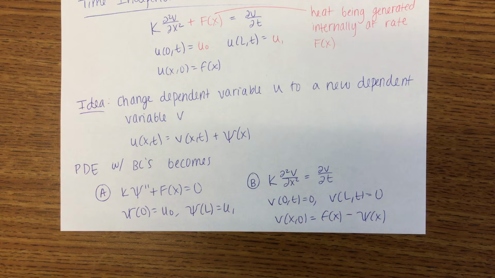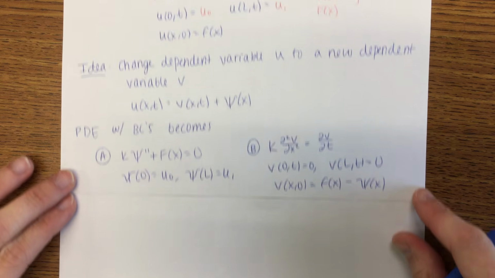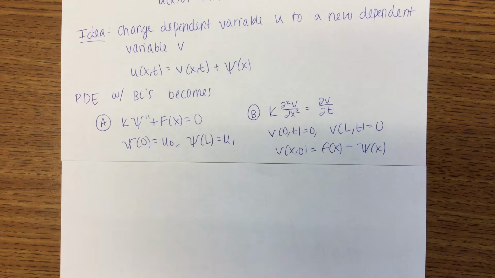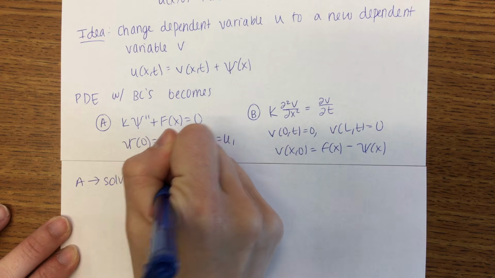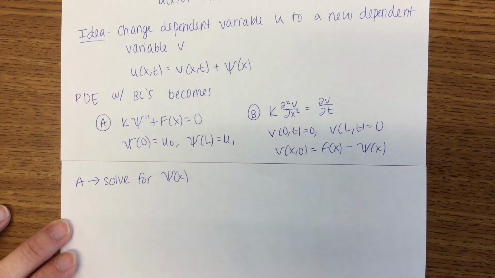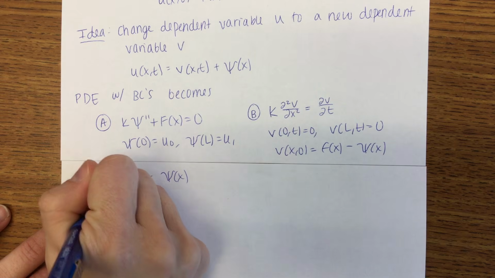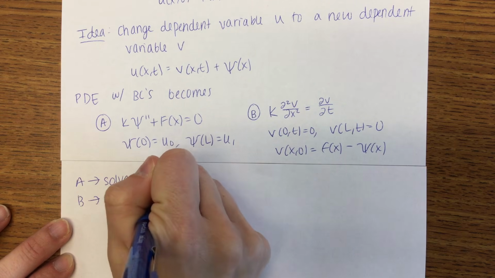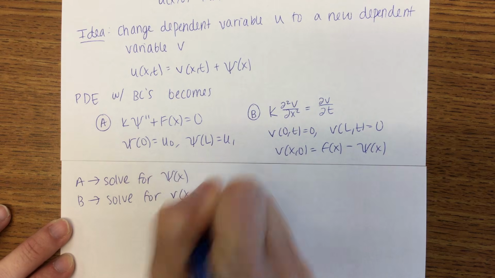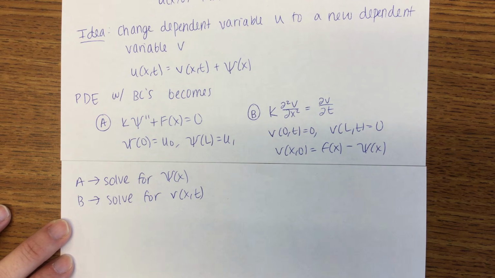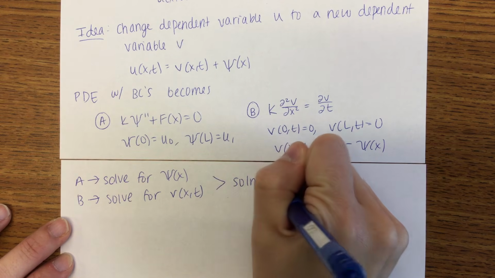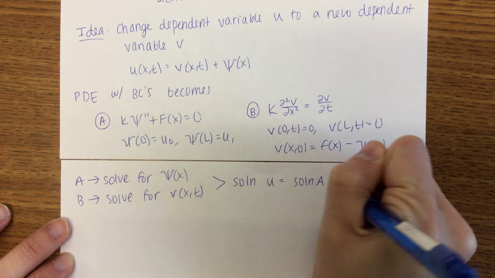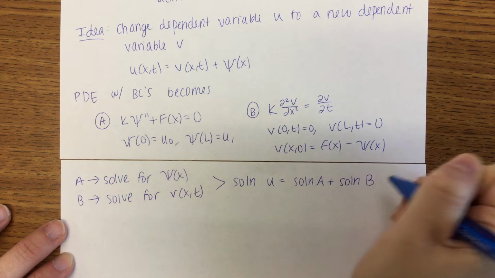When we do an example, I will show you why this is the case. This is not something that you need to memorize. In your equation A, you're going to be solving for psi of x. In problem B, you'll be solving for v of x,t. Then your solution for u will be the solution for A, add the solution that you get in B.